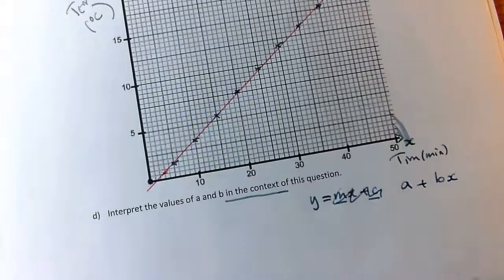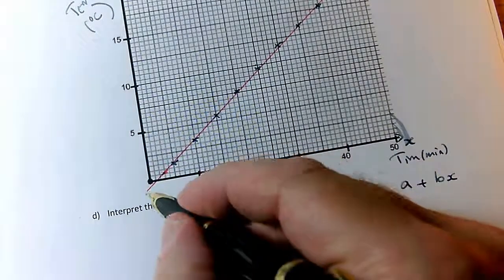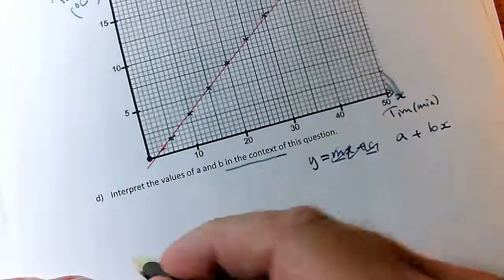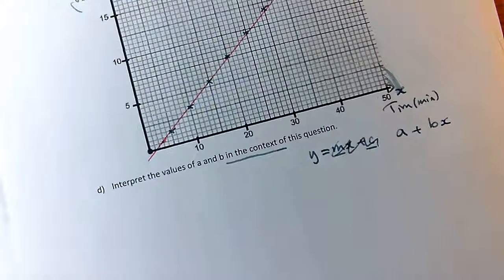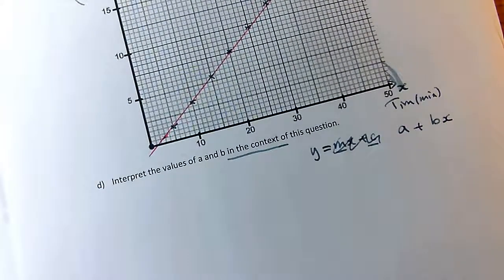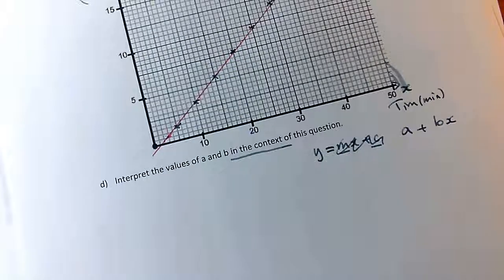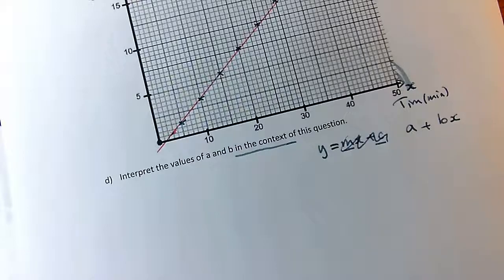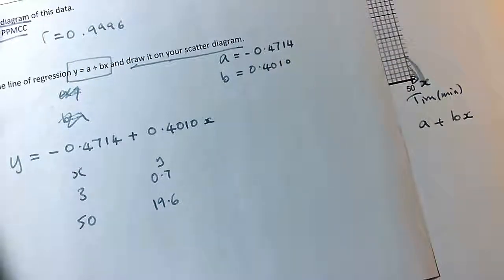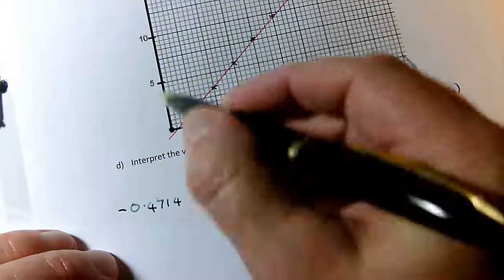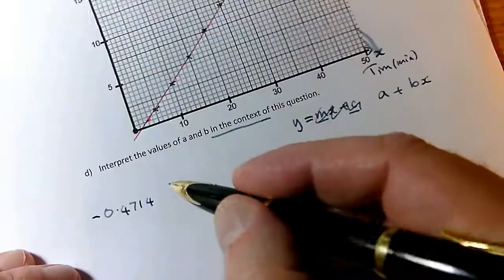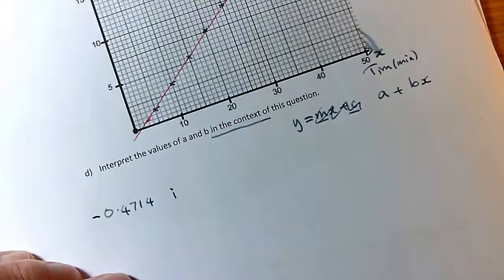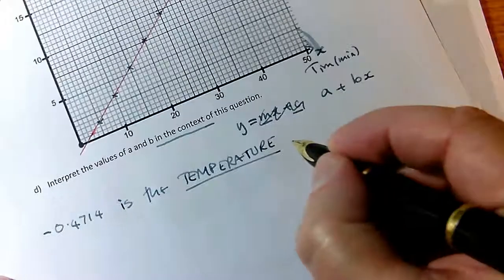What we've got to do is say for a, that would be the y-intercept, and it looks like it's going to be minus. Firstly, we say the value of A. If you just say A is something, you won't get the marks. We've got to refer to the value of A, and the value of A we had on our previous sheet is minus 0.4714. So I'm going to talk about that number. It's the y-intercept, so it's a value on the y-axis. So it's the temperature. So I'm in context because I've named the variable.